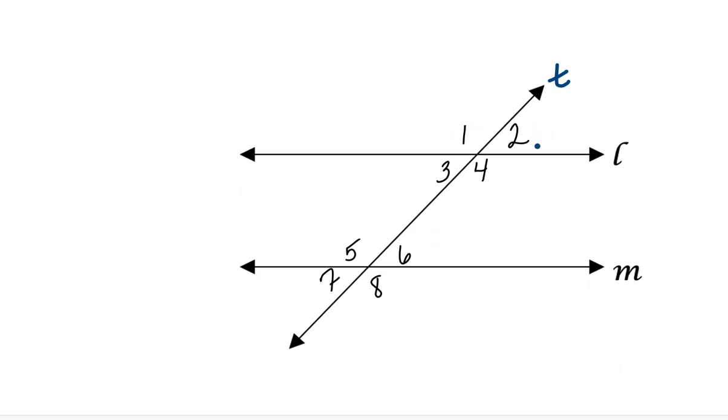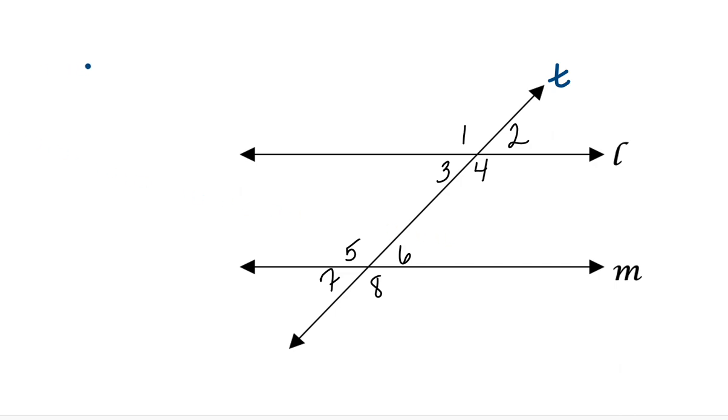We also have linear pairs, 2 angles that make a line. Angle 1 and angle 2 make a line. Angle 2 and angle 4, 4 and 3, angle 3 and angle 1. And same down here. So we have those 2 relationships as well as others.